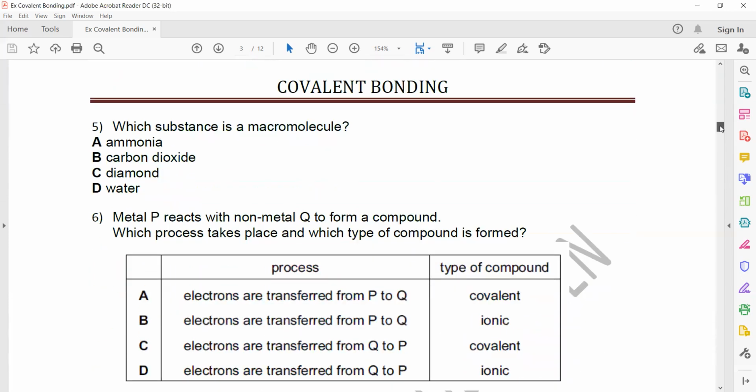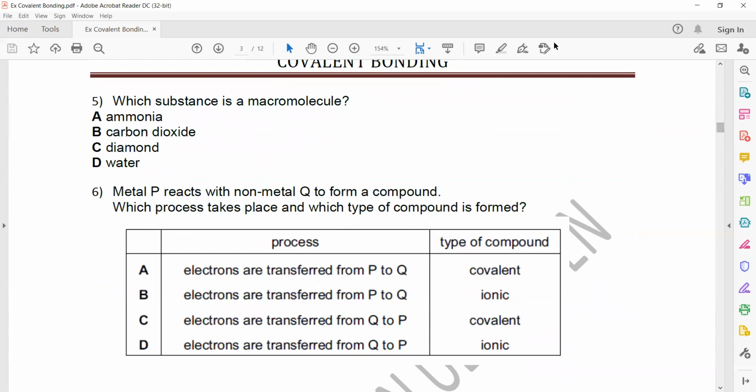Which substance is a macromolecule or a giant molecule? As we discussed in the macromolecular topic, you only have to learn 3 examples: diamond, graphite and silicon dioxide. These are the 3 macromolecules you have to learn. That's why we will directly mark C as the right answer.